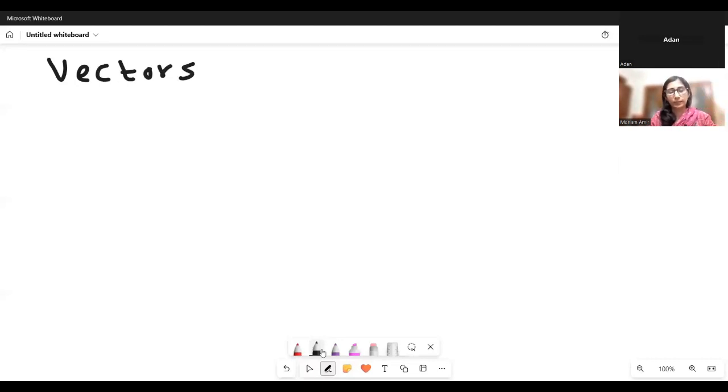Before 2020, part of vectors used to be in the AS syllabus and part of vectors used to be in the A-level syllabus. So you still find lots of questions from AS vectors in the old past papers. So what I've done is I've made two worksheets from vectors. One is from the old AS papers and the other one is from all the A2 papers. Both of those two worksheets would be part of your syllabus.